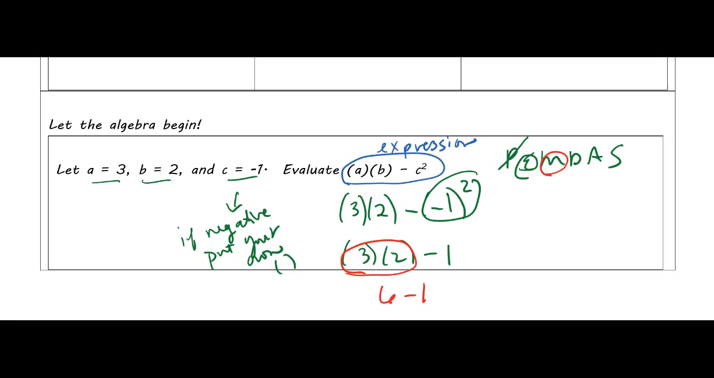There is no division. I'm sorry, yeah, there is no division. There is no addition, but there is subtraction. 6 minus 1 is 5. And so that would be the order that we do it in.